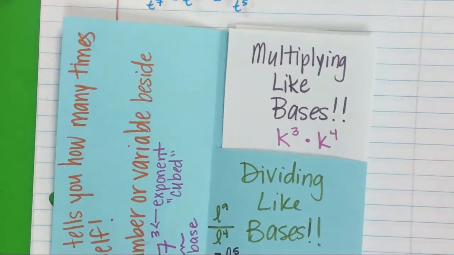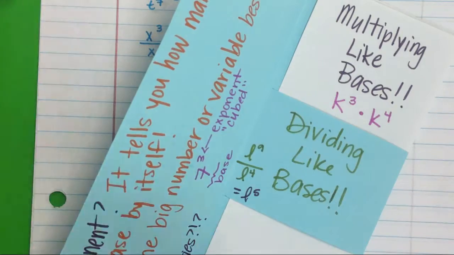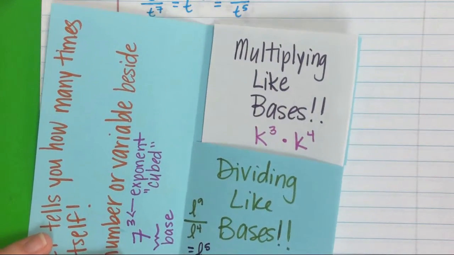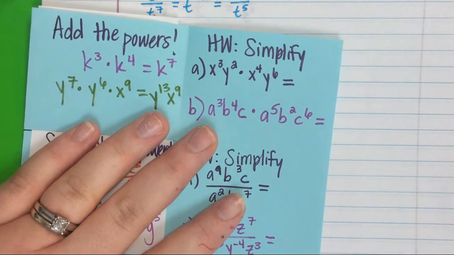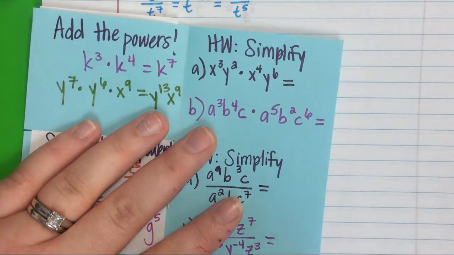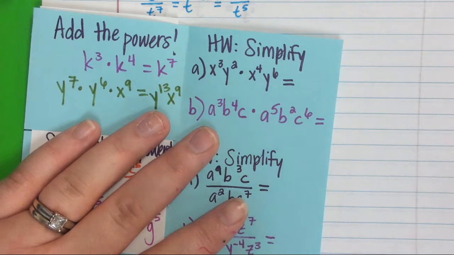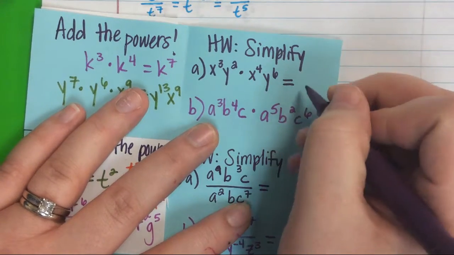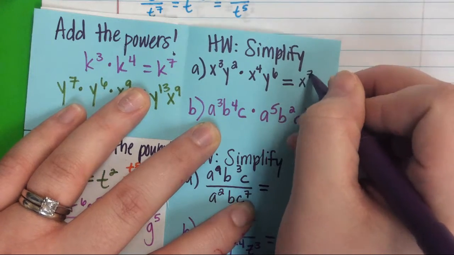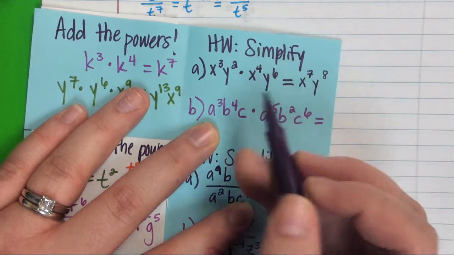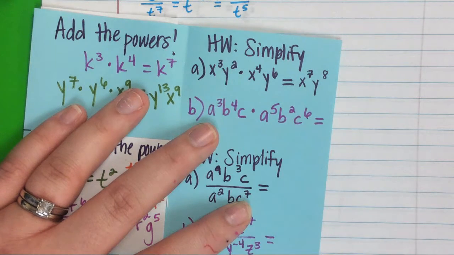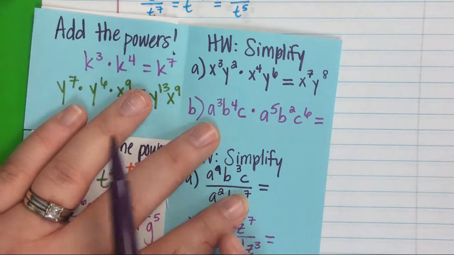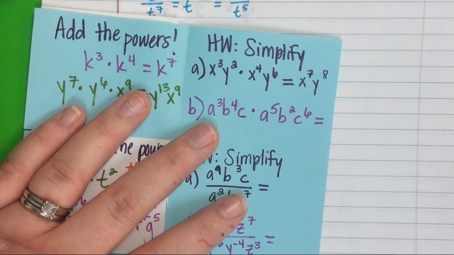We had that example, and we were supposed to do these 2 problems for homework. Everyone seemed to have these correct. We add the exponents, so our answer would be x to the 7th, y to the 8th. 3 plus 4 is 7, 2 plus 6 is 8. Make sure you only add the like bases, meaning the x's go together only, the y's go together only.